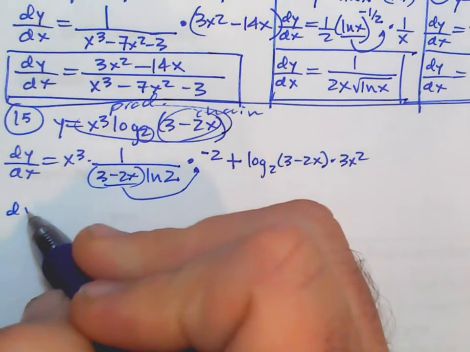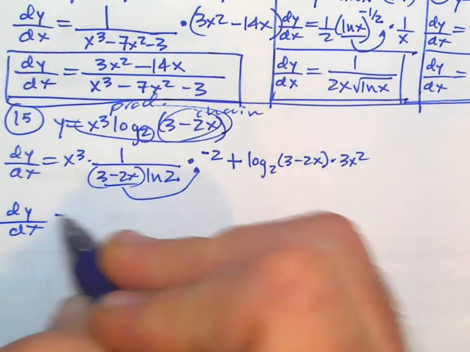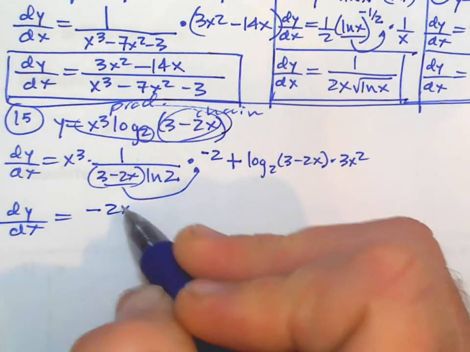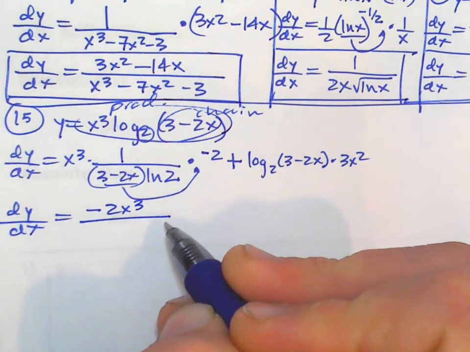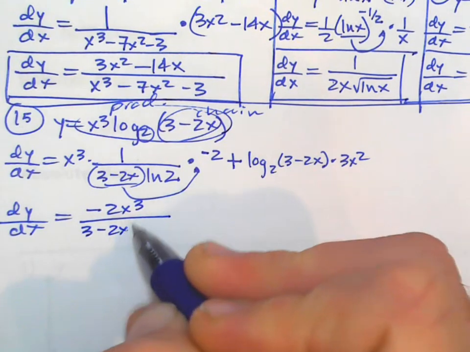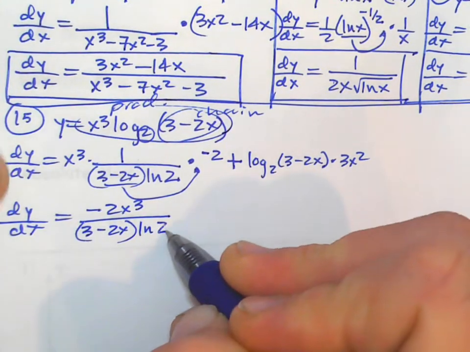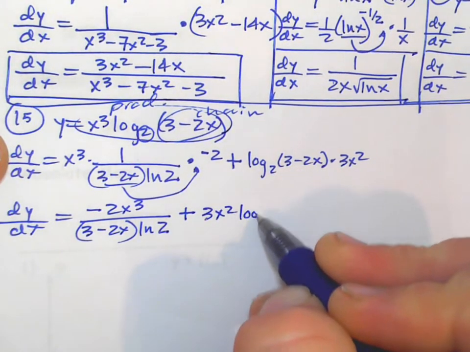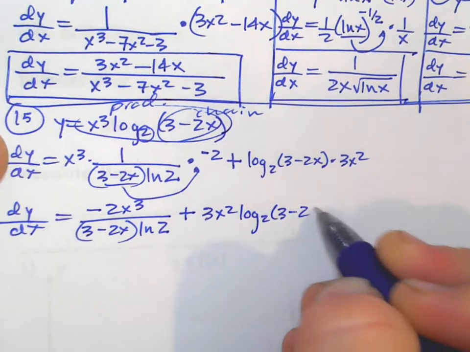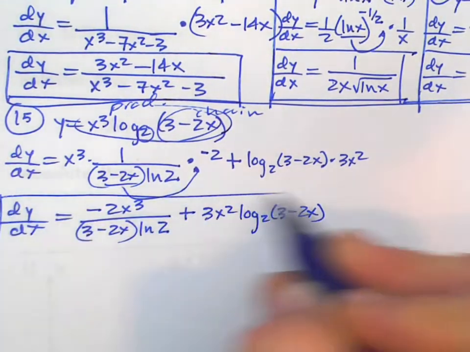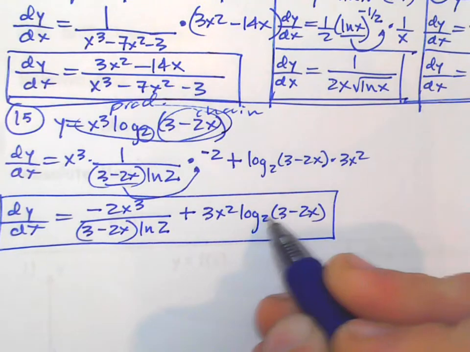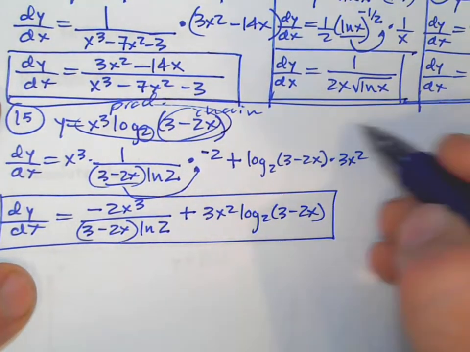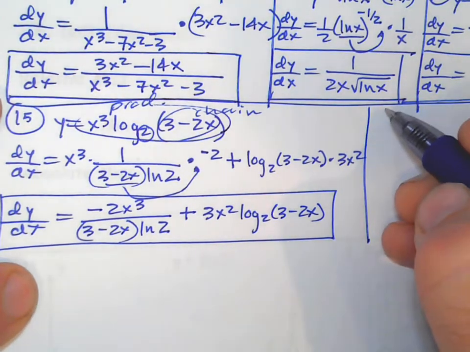So our final answer, if we clean it up a little bit, is going to be negative 2x cubed over 3 minus 2x natural log of 2. You can leave that undistributed. Plus 3x squared log base 2 of 3 minus 2x. So you definitely want to put that. Now, you could switch the order here. This could be first and this could be second. Which might be the way the book has it, but it could be either way.